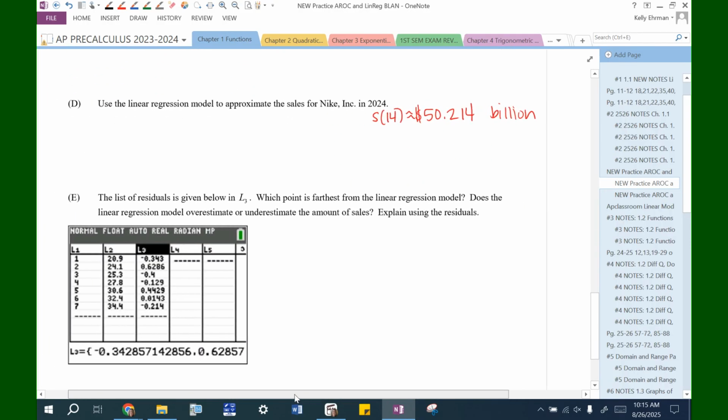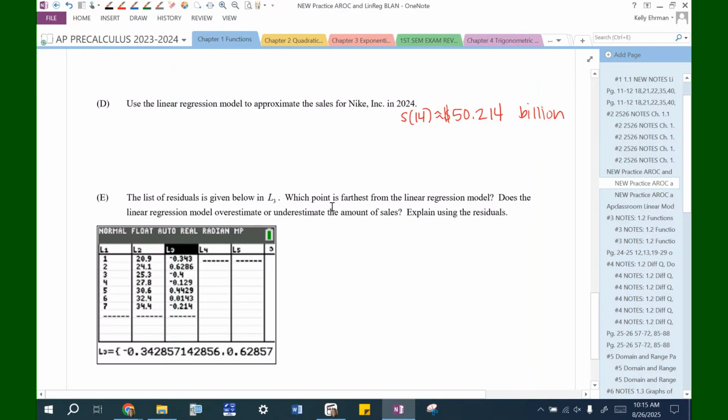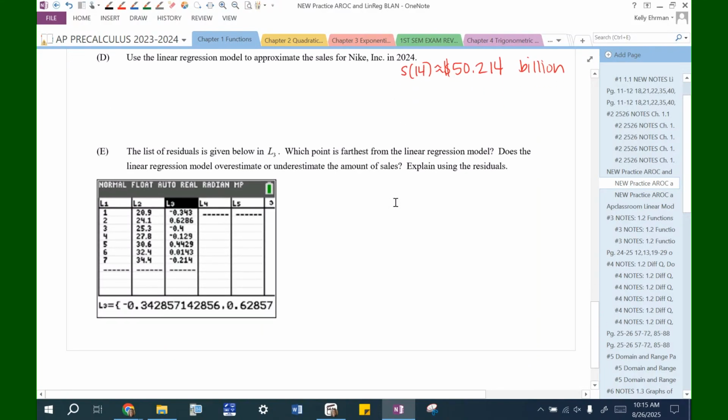The list of residuals is given below. Which point is farthest from the linear regression model? So that could be positive or negative. So let's look at that. In absolute value, which number is the biggest? 0.6 looks to be the largest to me. So which point is farthest? So 2, 24.1 has the largest distance, I'm going to say, from the model.